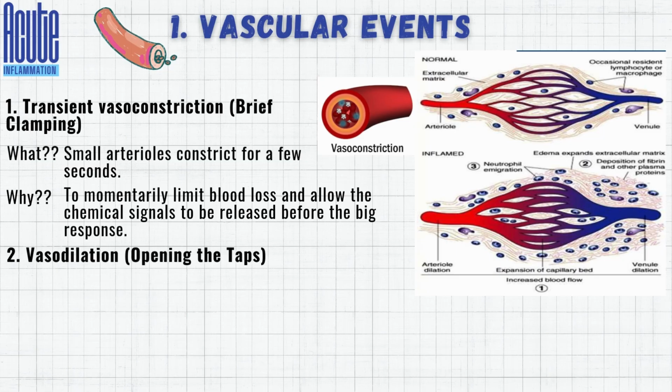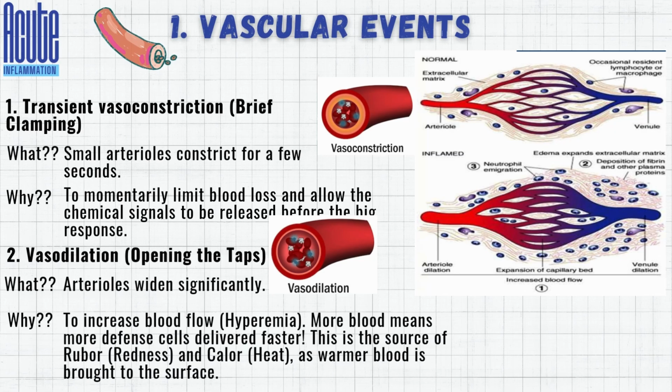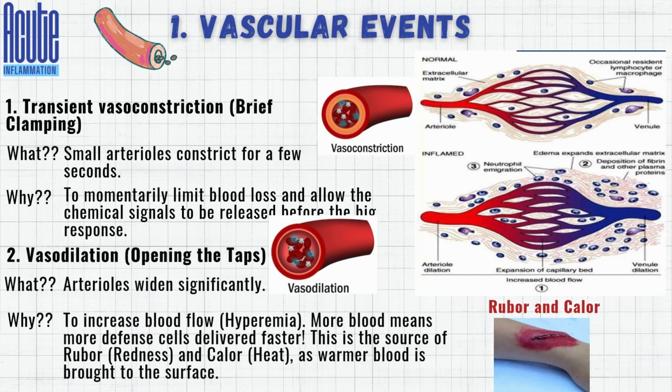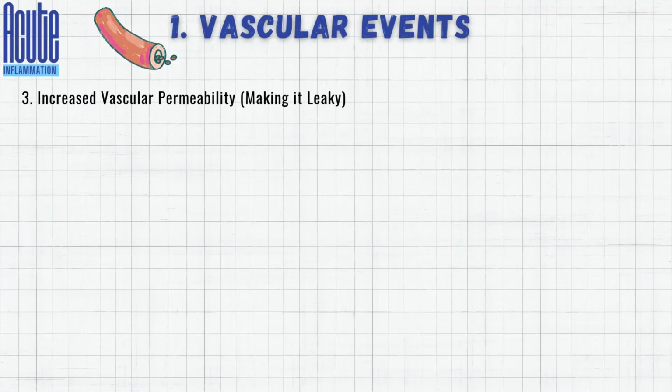Immediately thereafter, vasodilation occurs, which is opening the taps. The arterioles widen significantly. Why? To increase blood flow. This is known as hyperemia. More blood means more defense cells delivered faster. This is the source of rubor, which is redness, and calor, that is heat, as warmer blood is brought to the surface. Then, increased vascular permeability occurs, making the vessels leaky.